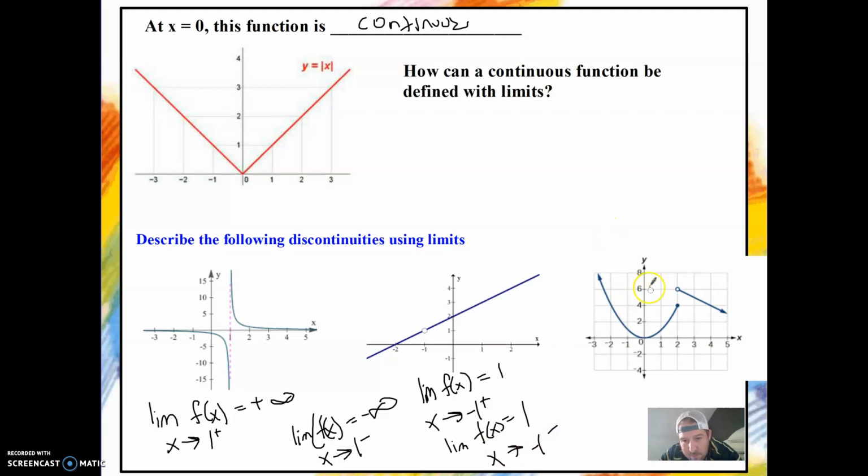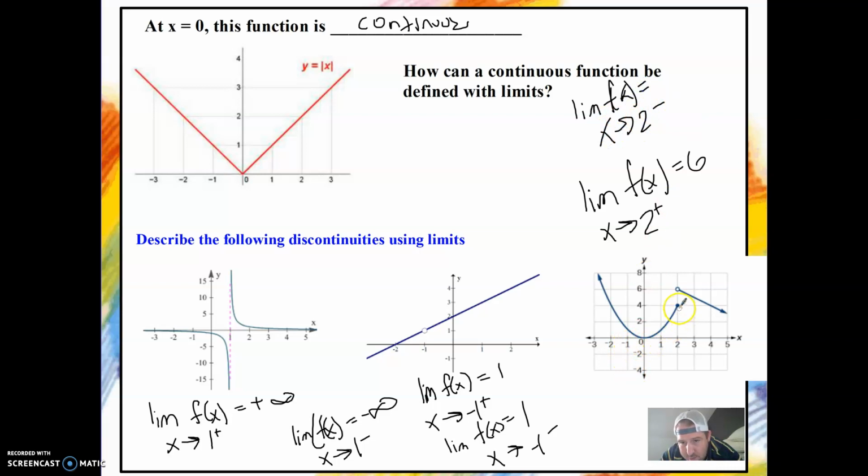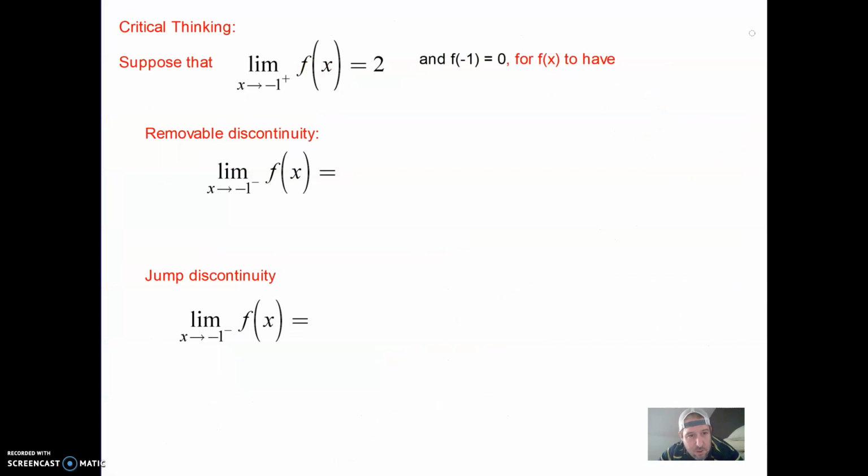Okay, so this one is a jump discontinuity, so the limit of f of x as x is approaching 2 from the right hand side, it's getting closer and closer to 6, and the limit of f of x as x is approaching 2 from the left hand side is getting closer and closer to 4. So we got two different numbers here, which once again tells you that it's a jump discontinuity because it's going to two different places.